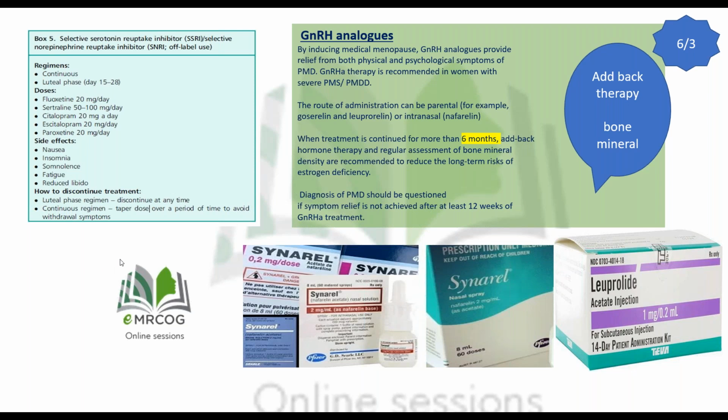And how to discontinue the treatment: simply, if you use the luteal phase only, this can be discontinued at any time. If the woman is on the continuous regimen of SSRI, she needs to stop it gradually, okay, to avoid withdrawal symptoms. Are we clear so far?